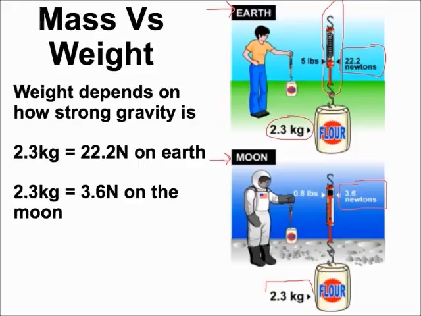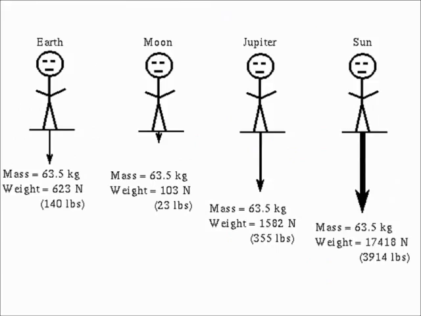So the amount of chemical stuff hasn't changed in the flour. What's changed is the pull of gravity on that stuff. Since the moon is smaller than the Earth, it has less gravitational pull, and that's why a bag of flour has less weight on the moon than it does on Earth. And you can see that the weight of something would change depending on which planet or which body it's on.